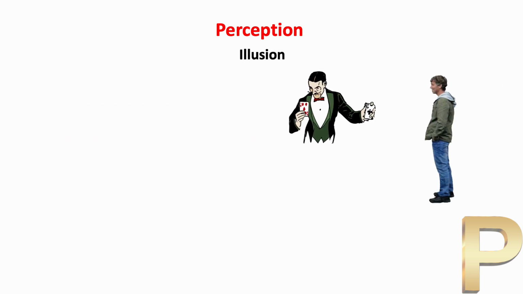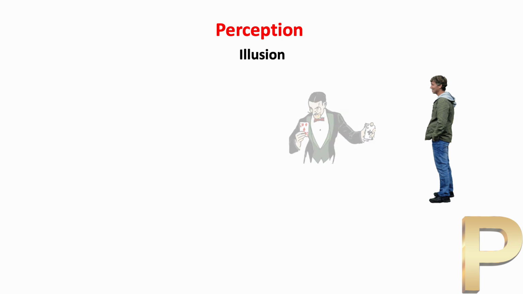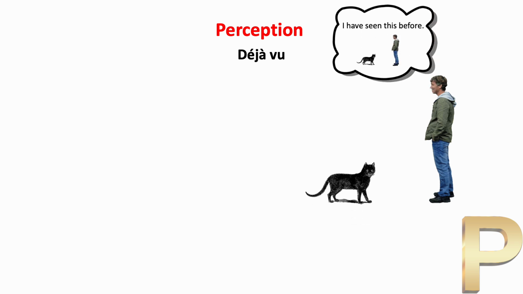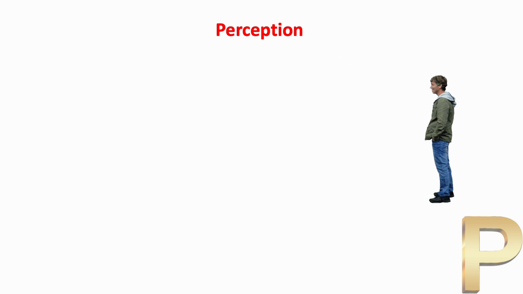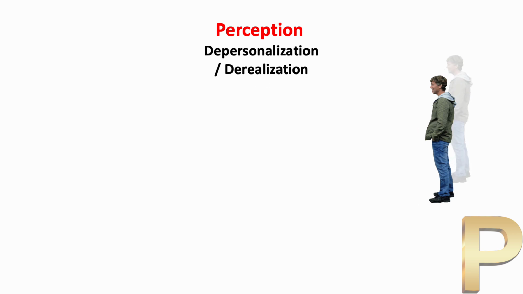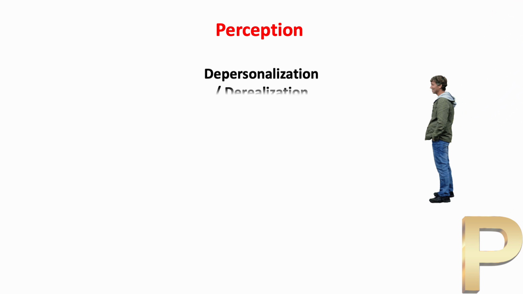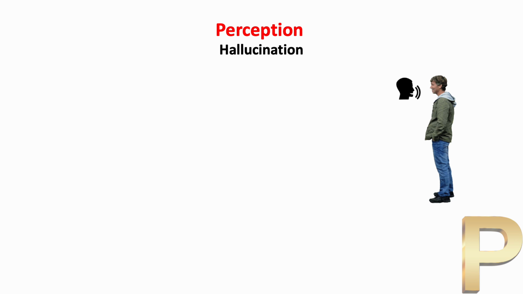In perception, we usually try to separate functional and dysfunctional experience. For example, illusion or misinterpretation of actual stimulus is functional and normal experience. The same goes for deja vu, which is a functional experience healthy people can have. Something like depersonalization or derealization can be either functional or dysfunctional experience. Finally, hallucinations are mostly abnormal or dysfunctional experience with a few exceptions.